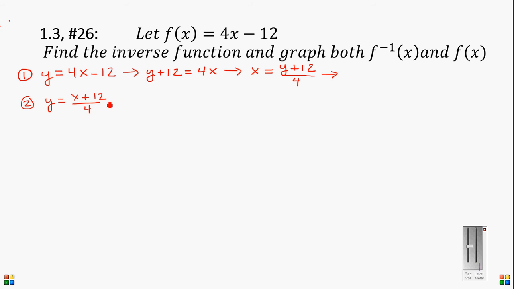divided by 4. And then we have one final step where we rewrite that as f of minus 1 of x equals x plus 12 divided by 4. So there's our inverse function.